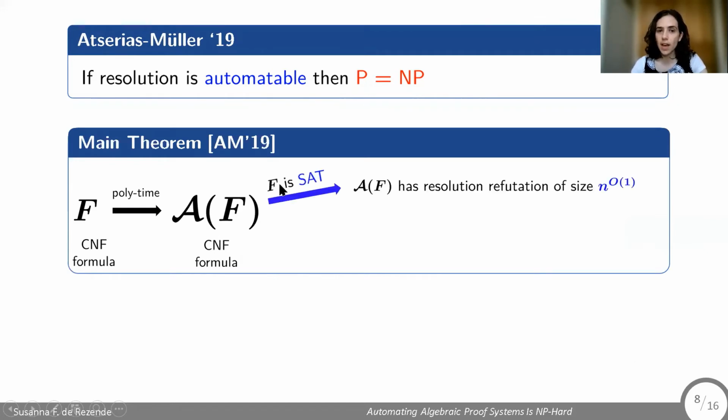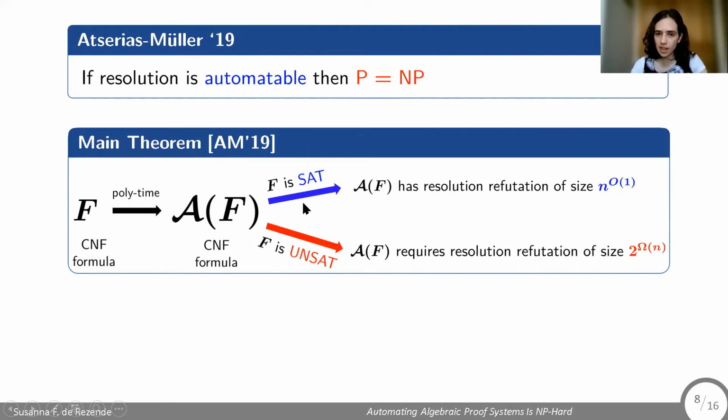If F is satisfiable, then this formula A of F has a small resolution refutation. And if F is unsatisfiable, then A of F does not have a small resolution refutation. And indeed, it requires resolution refutations of exponential size. So we get a gap on the size of the smallest refutation of A of F, depending on whether F is satisfiable or unsatisfiable. From this main theorem, Atserias-Müller follows very easily.